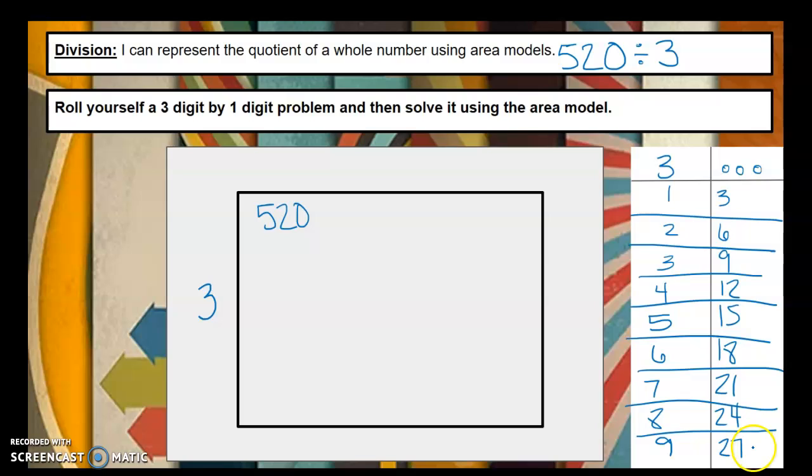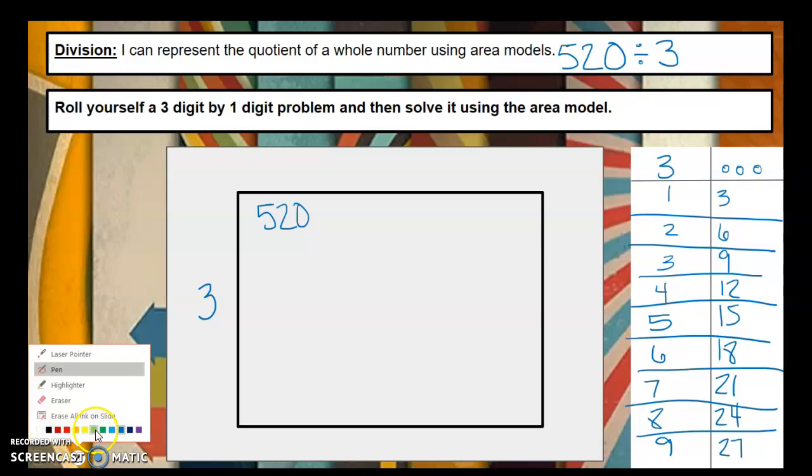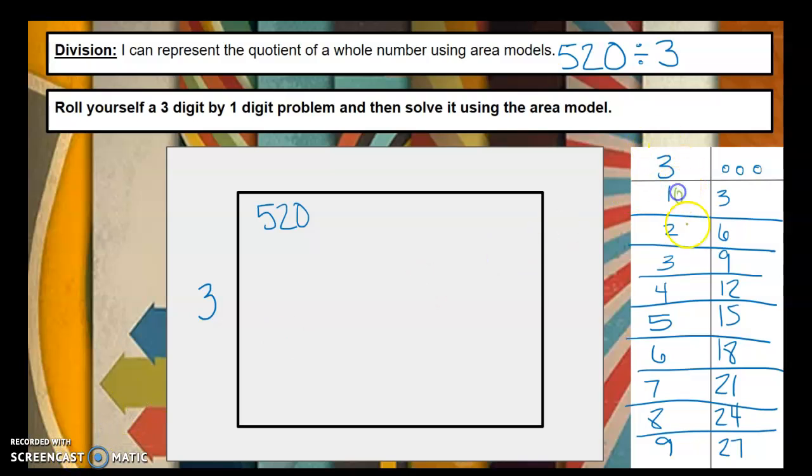All right, so none of those are close to 520. None of them. All right, so I'm going to make my chart 10 times larger. I'm going to go 0, 0, 0, 0. 10 times larger, multiplying everything by 10 by adding 1 0. And none of these are very close to 520. So guess what? I've made my chart 10 times larger. That still doesn't get me close because my biggest number on my chart is 270.